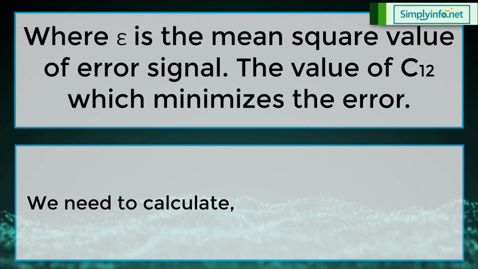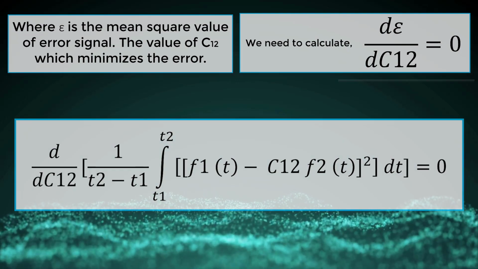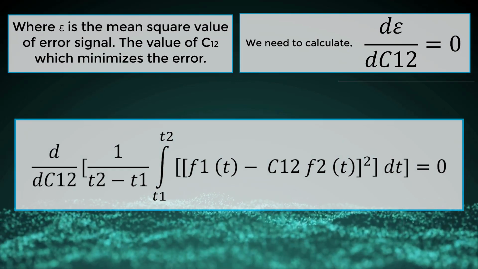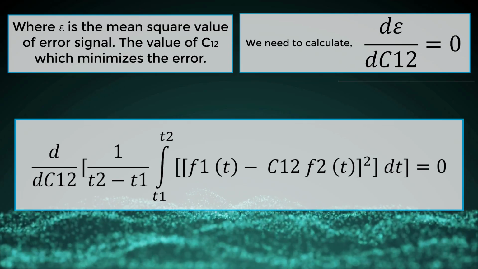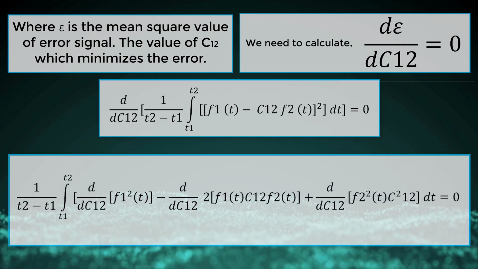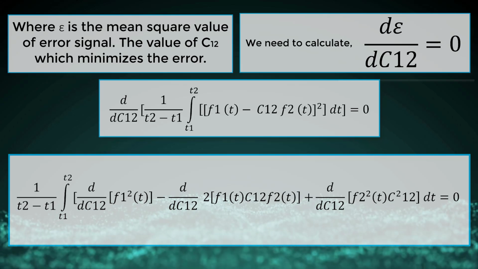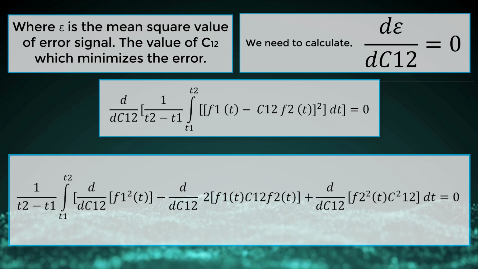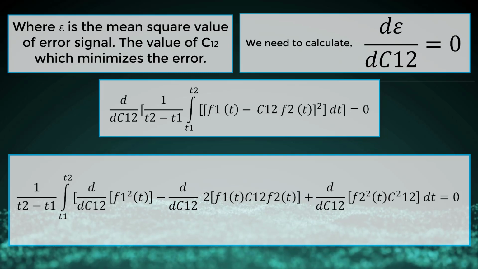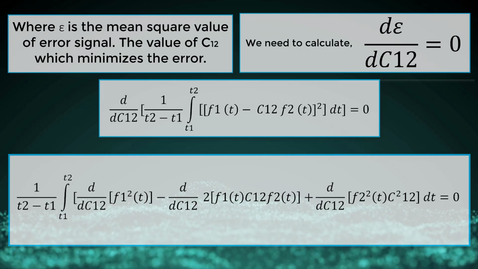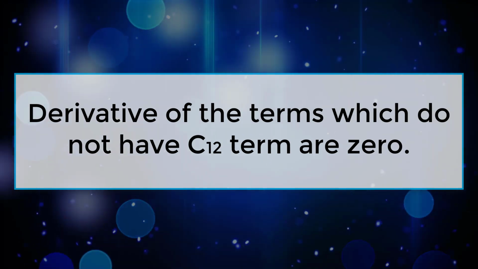To find the value of c12 which minimizes the error, we need to calculate d epsilon/dc12 = 0. That is, d/dc12 of 1/(t2 - t1) times the integral from t1 to t2 of [f1(t) - c12 f2(t)] squared dt = 0. This gives the integral of d/dc12 of f1 squared(t) minus d/dc12 of 2 f1(t) c12 f2(t) plus d/dc12 of f2 squared(t) c12 squared, dt, equal to 0. The derivative of the term which does not have c12 is 0.